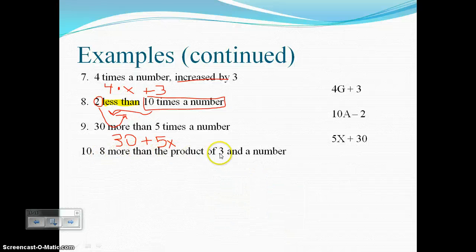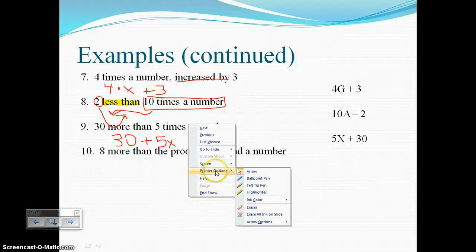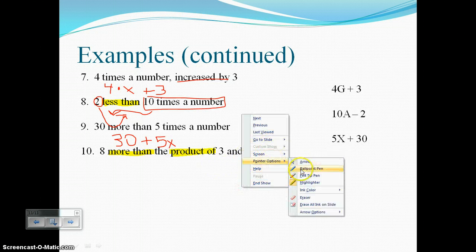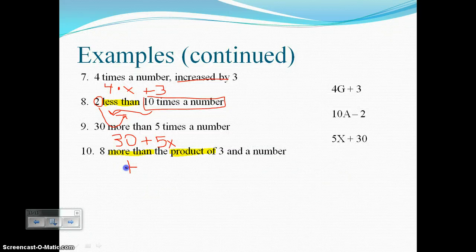8 more than the product of 3 and a number. Okay, so let's pull out our keywords. We have more than, and we have product of. So, more than, remember, means to add. A product means to multiply. So we're going to take 3 and a number and multiply them. So that would be 3x. Or I could write it 3x plus 8. Remember, addition and multiplication are commutative. You can write them either way.